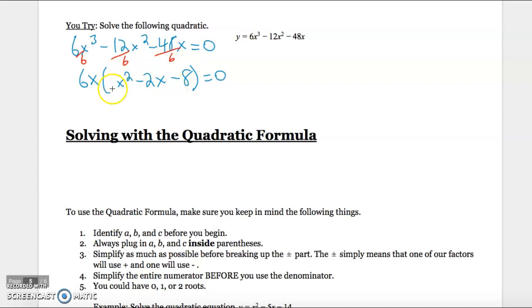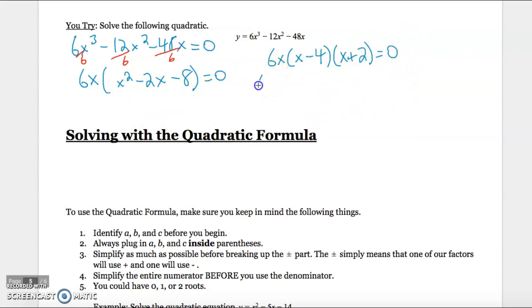Since your a value is 1, you just have to figure out what multiplies to negative 8 and adds to negative 2. So I'd have 6x. So let's see. Multiplies to negative 8, adds to negative 2. A negative 4 and a positive 2, I believe. So x minus 4, x plus 2. Well, there you go. Look how easy that was. If you use reverse box method, you'll still get the same answer. You just take the long way around.